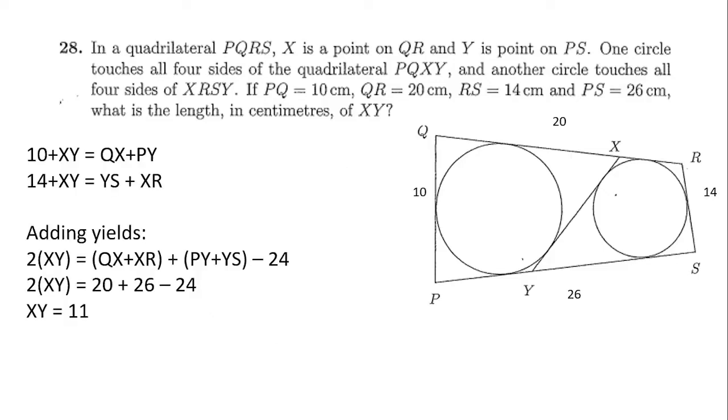So if we substitute the numbers in for those, we're going to get 10 plus XY equals QX plus PY, 14 plus XY equals YS plus XR. If we add those two equations together, we're going to get 2XY equals QX plus XR plus PY plus YS minus 24. And then QX plus XR is just the same as QR. And for PY plus YS, it's the same as PS. So we can sub in 20 and 26, and then solve XY equals 11 centimeters.